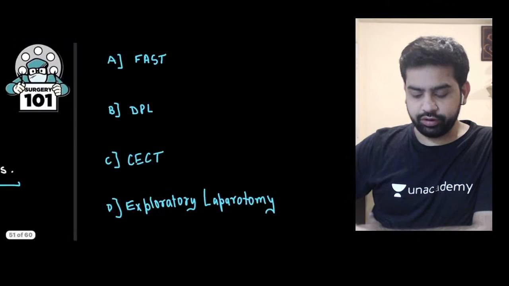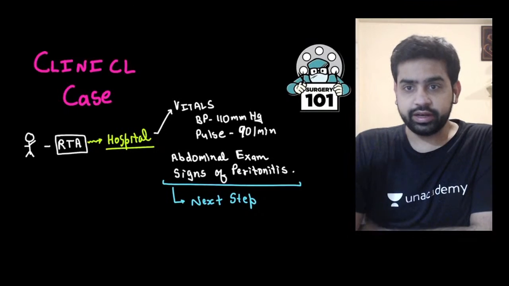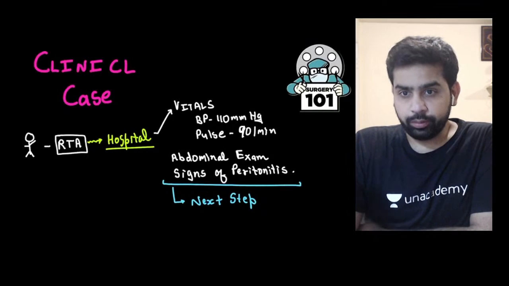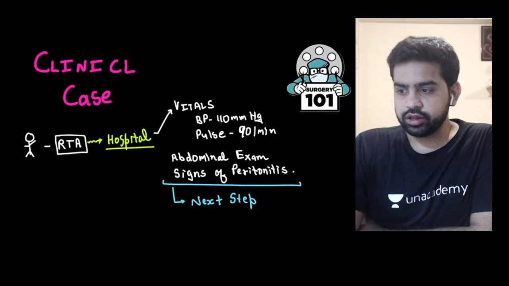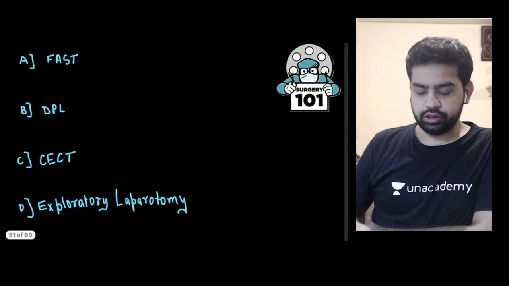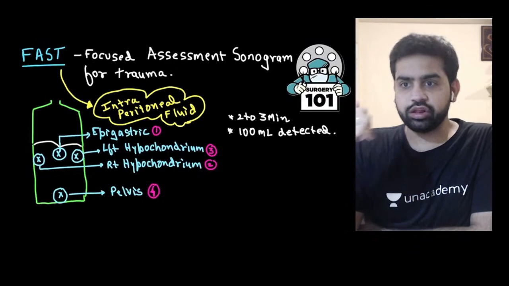Let me just revisit this particular case. There's a patient with a road traffic accident brought to the hospital. The BP is 110 millimeters of mercury, pulse is 90 per minute. On abdominal examination, there are signs of peritonitis. The next step is exploratory laparotomy. Let me walk you through it and explain why this is the answer. But before we go into any details of this particular topic, let us discuss FAST in detail.